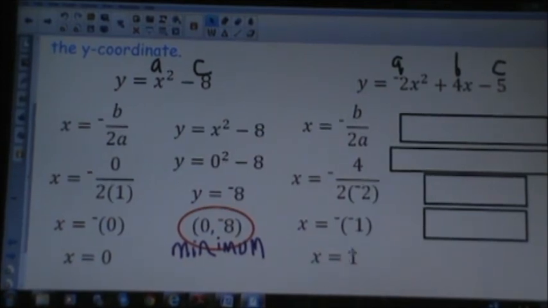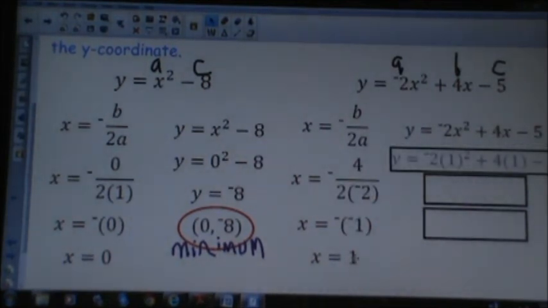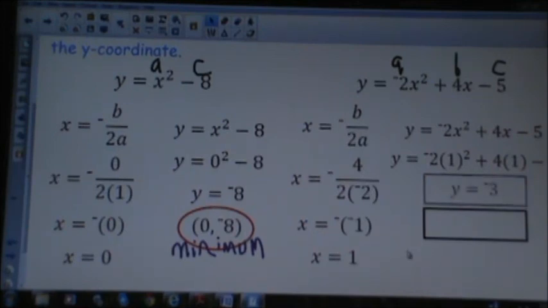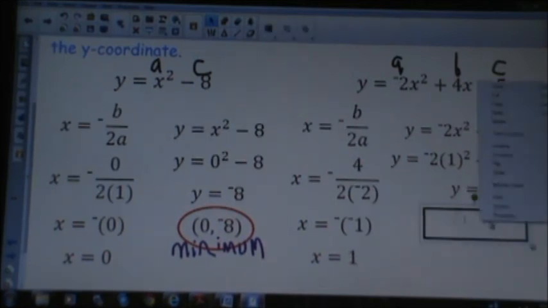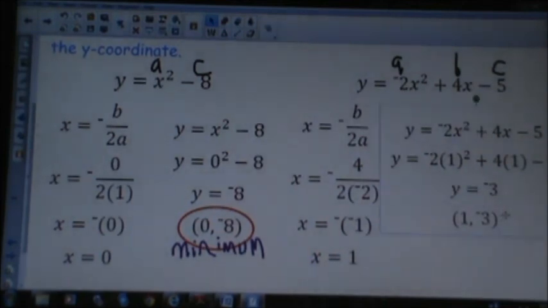And now I'm going to plug that value back into my quadratic function to find out what the y is so I can find my vertex. So I write my quadratic function. Everywhere there's an x, I'm going to plug in positive 1. You can stick that whole thing in your calculator or use order of operations. I know that 1 squared is 1 times a negative 2 is negative 2, plus 4 times 1 is 4. So a negative 2 plus 4 is a positive 2, minus 5 is a negative 3. So my vertex is positive 1, negative 3.